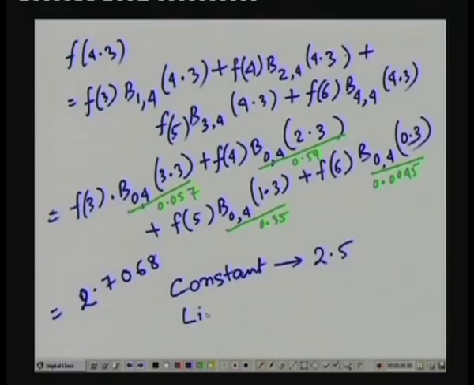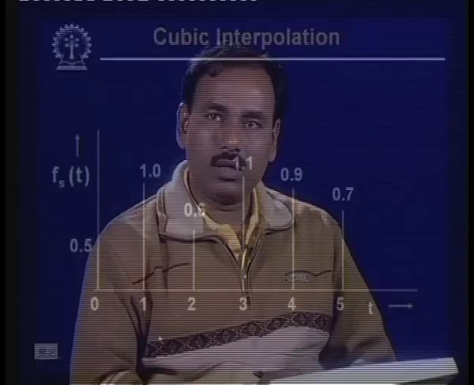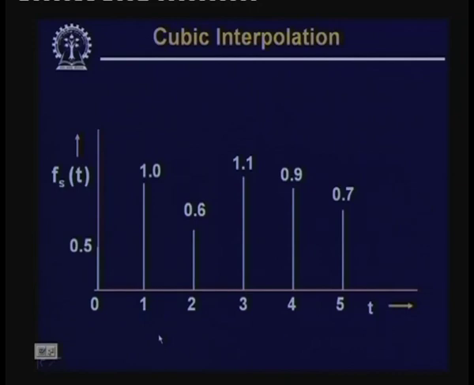Whereas, if I go for linear interpolation, again you can compute this using the linear equations that we have given, the value of f 4.3 will be equal to 2.65. So, you find that there is a slight difference in the interpolated value whenever we go for constant interpolation, linear interpolation, or cubic interpolation. So, using this type of formulation, we can go for interpolation of one dimensional sampled functions.